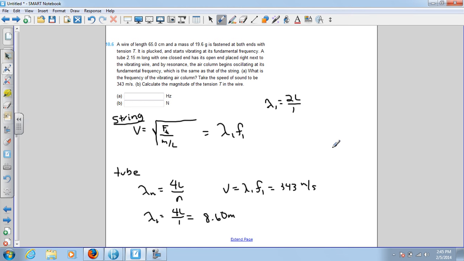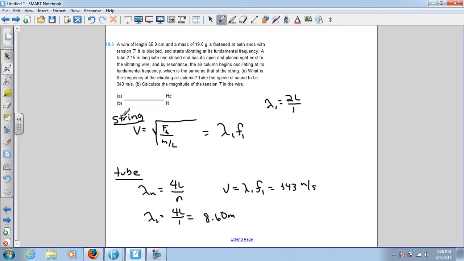Alright, this is a pretty fun problem here actually, because we're combining what we know about strings and how they vibrate and resonate with those of tubes, in this case a closed-ended tube, a tube closed on one end. So if you did not watch the video earlier, you'll want to watch the video I posted about closed-ended tubes.